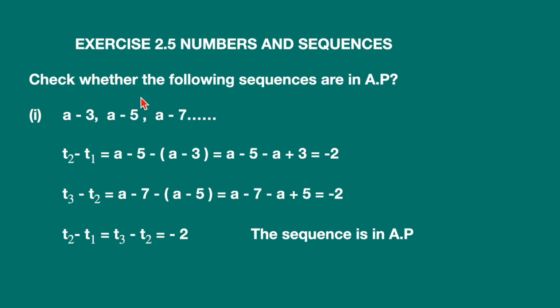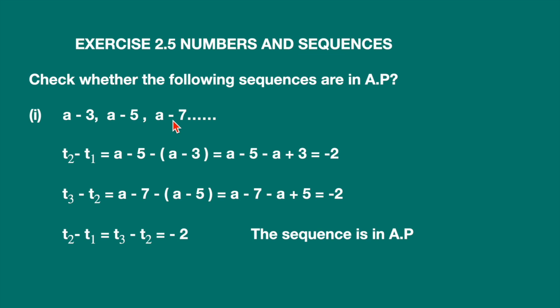Exercise 2.5. Check whether the following sequences are in AP. So this is the sequence. This is the first term, second term, third term. Let us see if it is an AP. Let us look at the common difference. Common difference is the second term minus the first term, third term minus the second term. That is called the common difference. So second term minus the first term, T2 minus T1. Let's do A minus 5 minus (A minus 3). Open the bracket, simplify, you get minus 2.